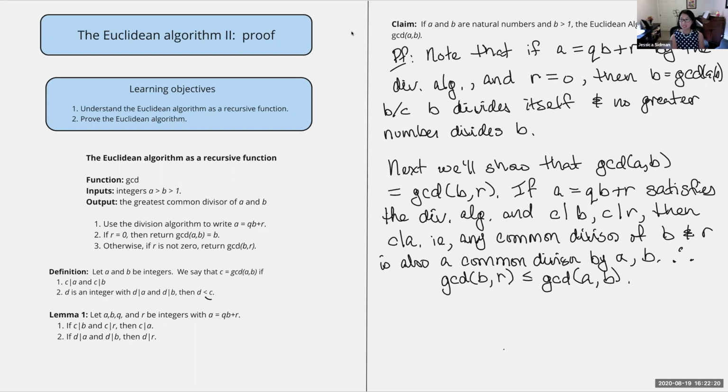Because any common divisor of B and R is a common divisor of A and B. But I know that the GCD of A and B is bigger than or equal to all the common divisors of A and B. So in particular, it's greater than or equal to that one, all right?